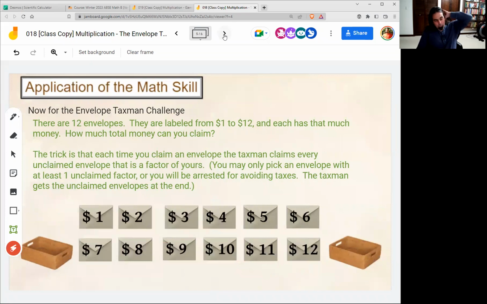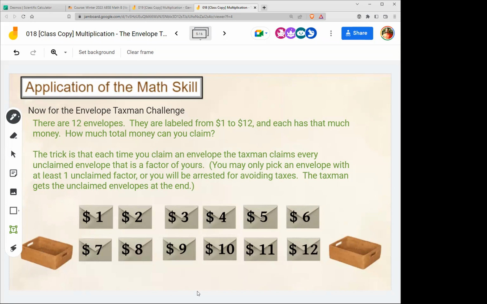So here is the warm-up problem for next class. There are 12 envelopes. They're labeled from 1 to 12, and inside, each has that much money. You want to get as much money as possible. The trick is that every time you get an envelope, we need a left or a right basket. Left is our money.